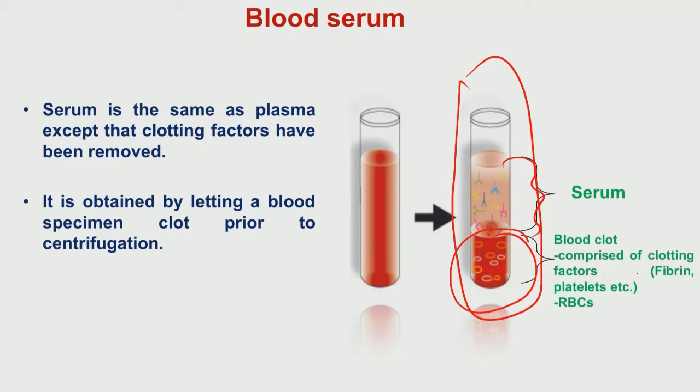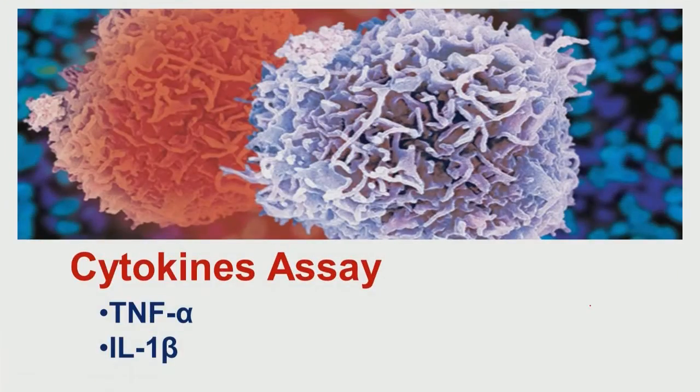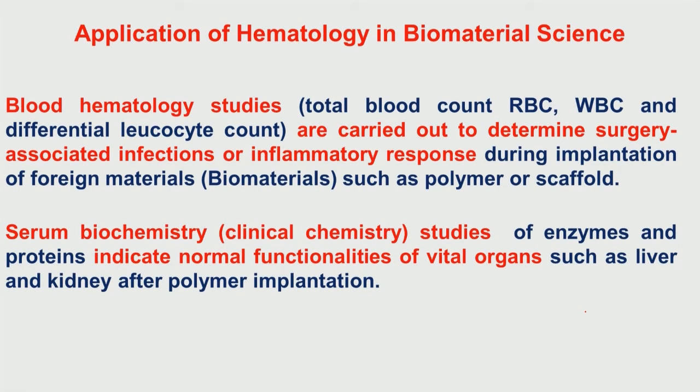They are mostly comprised of the clotting factors, when the blood clots, like platelets and RBCs. Normally in human blood the platelet count should be 1.5 lakhs or above. If the platelet count drops down quite a bit, then in case of bleeding, the bleeding will not stop in a patient. Okay. Now, coming to the application of hematology in biomaterial science.